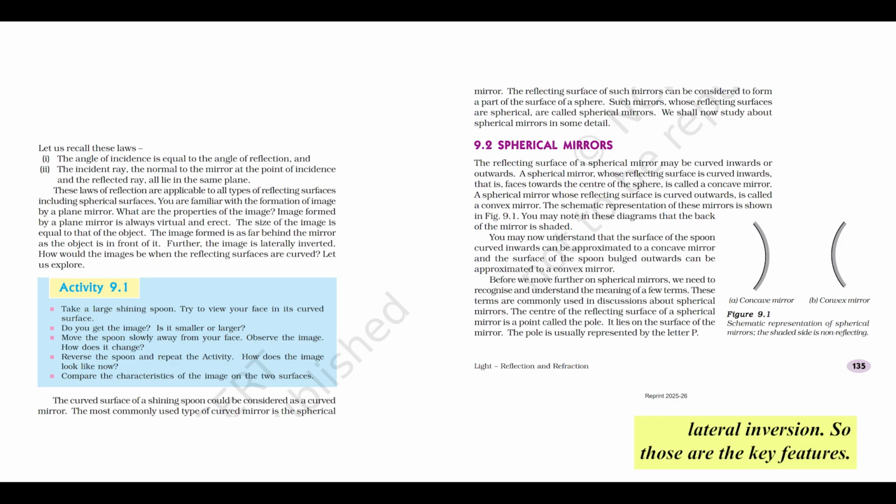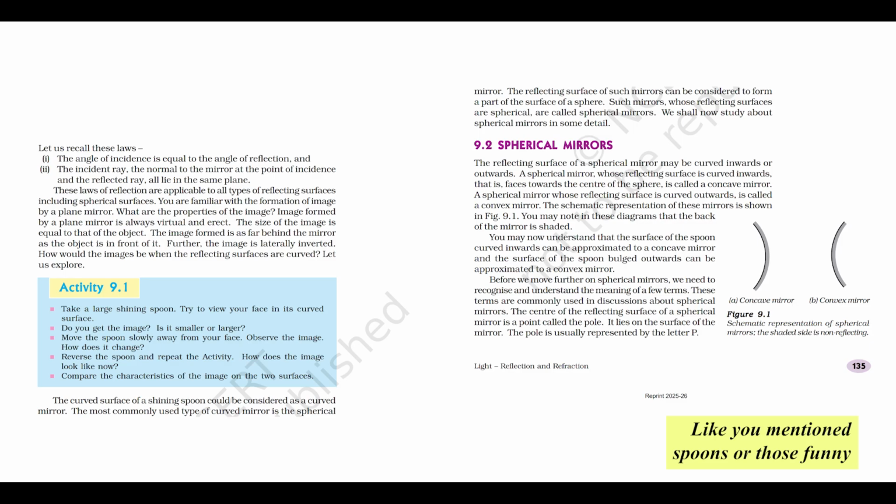So those are the key features. Virtual, erect, same size, same distance behind, and laterally inverted. Understood. That makes perfect sense. Plane mirrors are pretty straightforward, and that ambulance example really clicks. But what happens when the reflecting surfaces aren't flat?